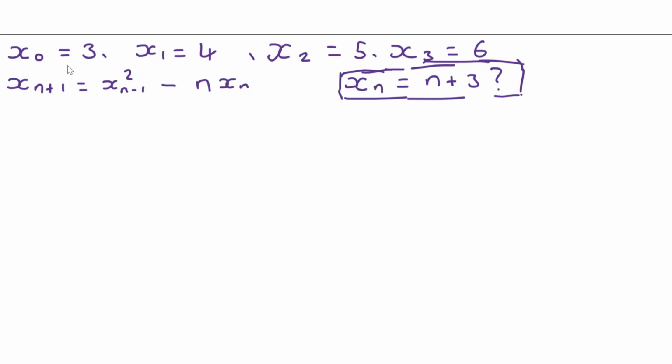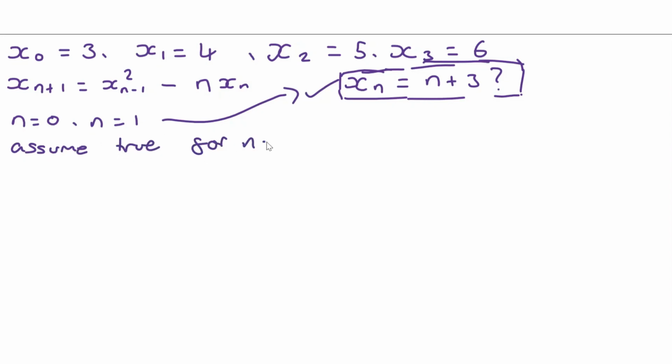The first step of our induction is done here in the fact that we're given that for n equals 0 and n equals 1, this is true. So that's a good start. Now we're going to assume it's true for n equals k. So that means that we've got that xk is equal to k plus 3.